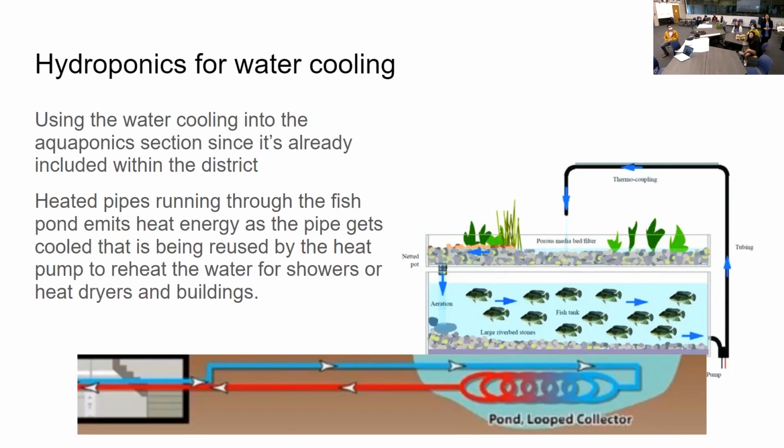So yeah, the pipes just run through the water, and then the cold water comes out as well for other things. And then the heat pump is over on that side that reuses that heat that gets emitted into the water from the pipes.